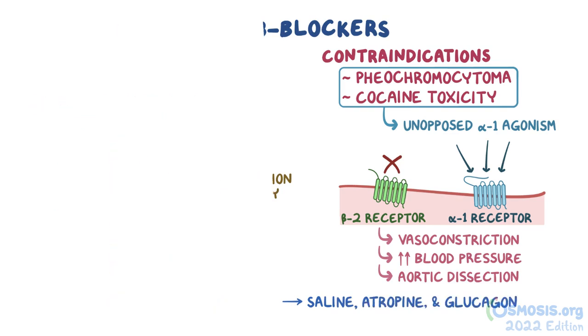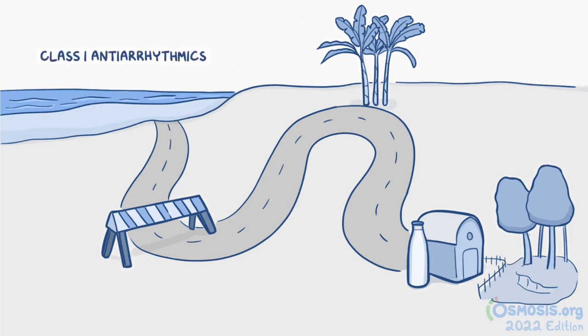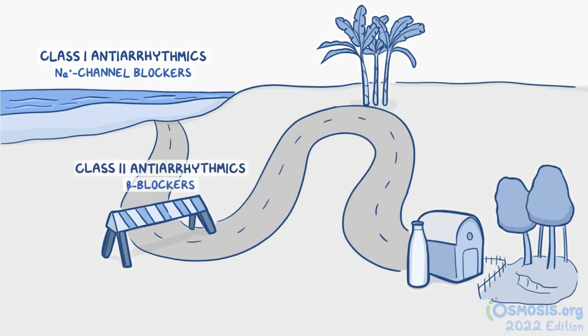Now we want to make a simple and fun mnemonic that'll help you efficiently memorize and retain all these pharmacology facts. So we're taking a road trip to see all the antiarrhythmic medications. The first stop was at the C for the sodium channel blockers, and now we'll make a pit stop at a blocked section of road for the beta blockers, which are the class 2 antiarrhythmics.